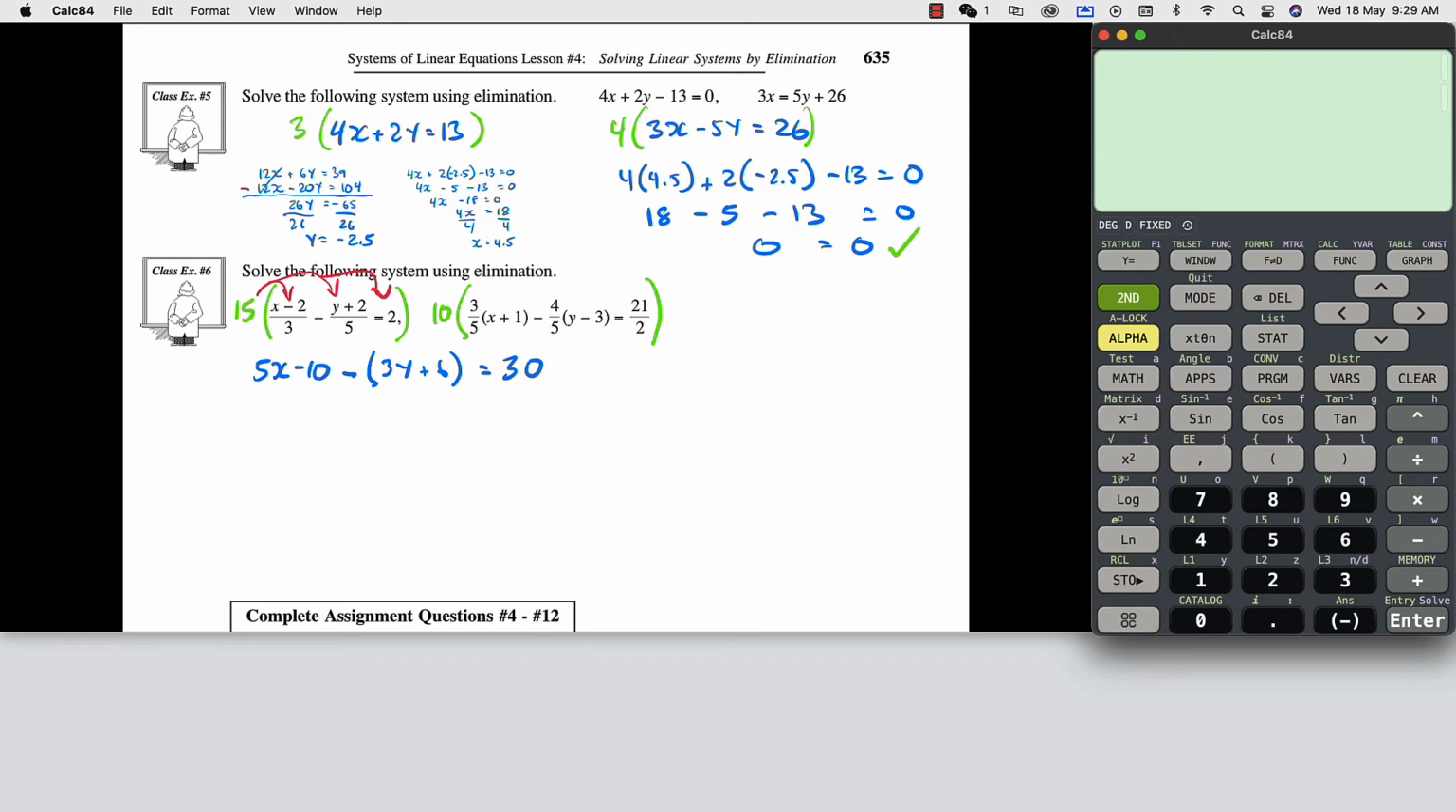Okay, now, like I said, it's this little minus sign right here that's going to change the signs in here, and that one would sort of become a plus, right? So if I was to rewrite this, we're going to have 5x minus 10 minus 3y minus 6 equals 30. Okay? And now what I need to do is put this into the format that we've had before. So this would be 5x minus 3y minus 16 equals 30. I'll add 16 to both sides, and I'll end up with 5x minus 3y equals 46. Okay, so that's the first one, and I'll just move this out of our way.